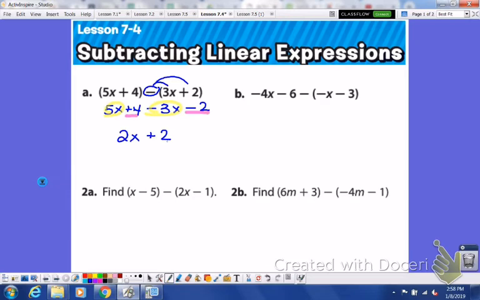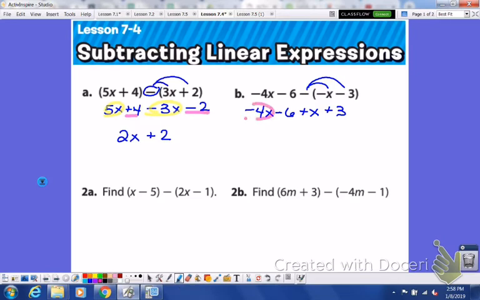Okay, part B. Negative 4x minus 6 minus negative x minus 3. Again, distribute that negative. First part stays the same. Negative 4x minus 6. Negative times a negative x is a positive x. Negative times a negative 3 is a positive 3. Then, just like addition, combine your like terms.